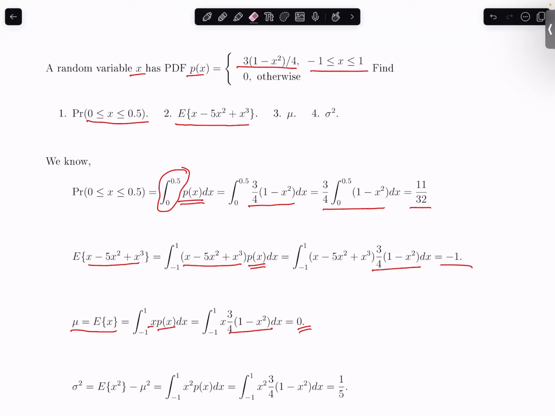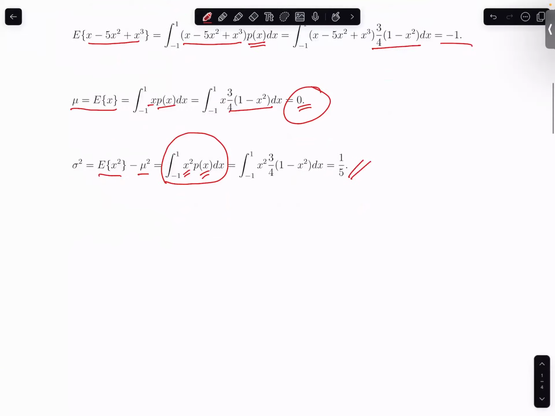And finally, we'll find the variance of x. By definition, the variance is the second moment, which is this, minus mean squared. And we found out that the mean is 0, so we can ignore that. So now all we have to do is compute the second moment. So that means we take x squared, multiply that by the PDF, and then integrate over the range of x. And integrating that, we get 1/5 as our answer for the variance. This is when we have just one random variable and its PDF.